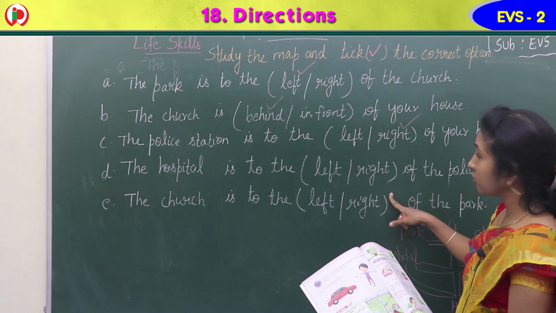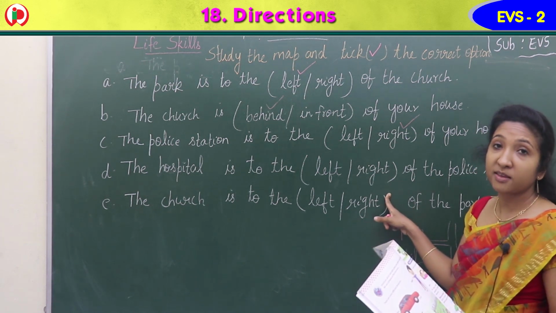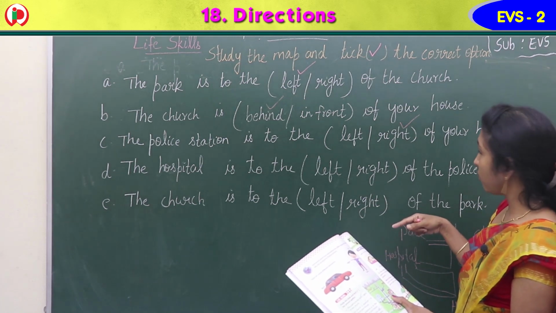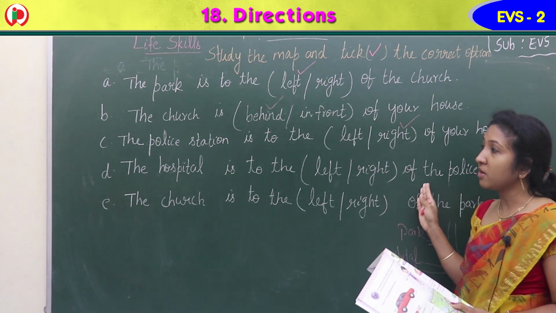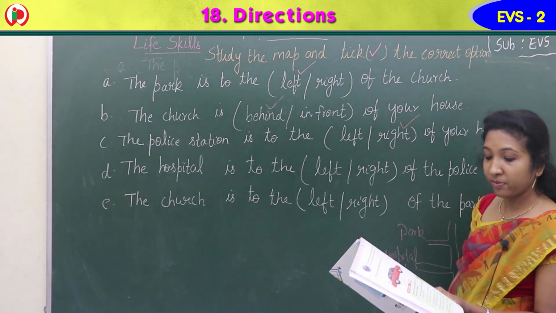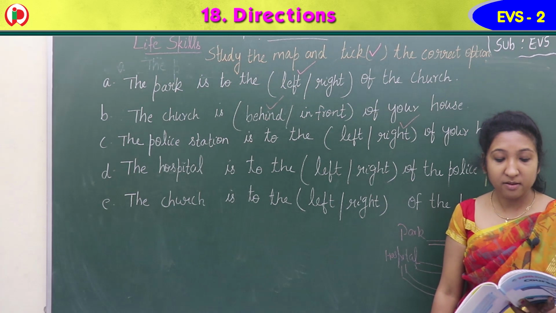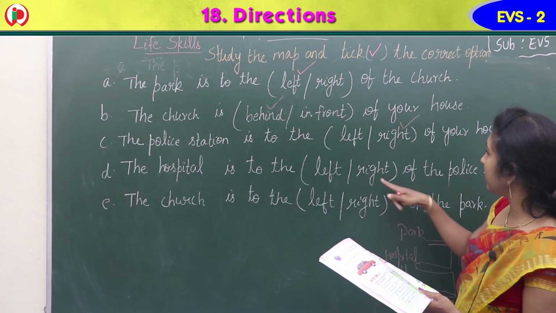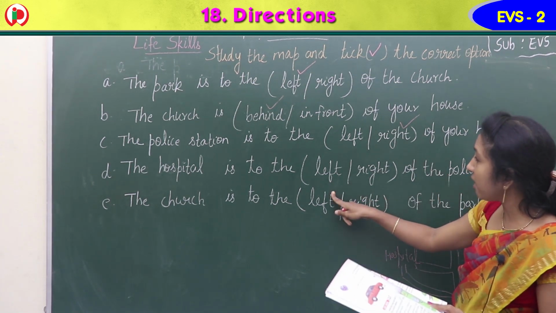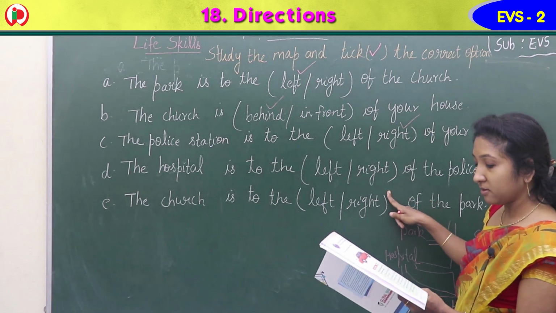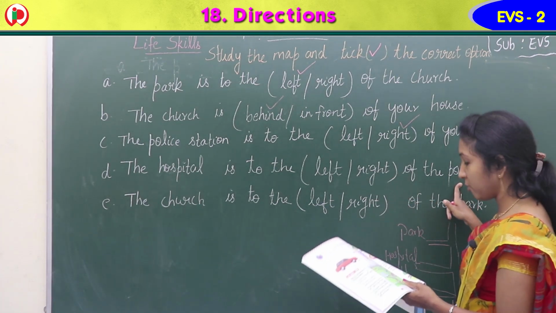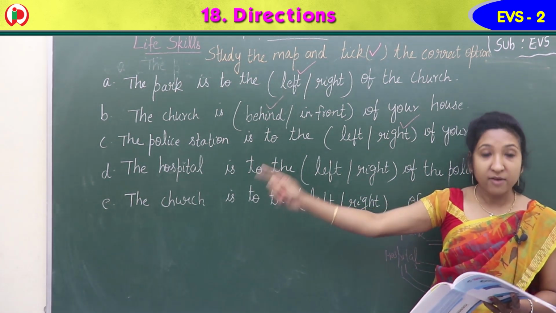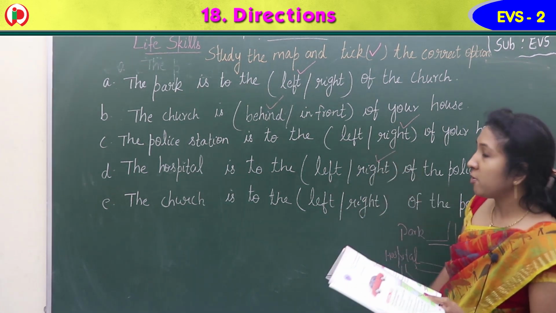The hospital is to the, yes, tell me. Can you say the correct direction, is it to the left or right? You are in the police station, you imagine. So where is the hospital now? Yes, think and tell the answer. Hospital is to the dash of the police station. Is it to the left or is it to the right? So if you are standing in front of police station, then hospital is there to the right of the police station.